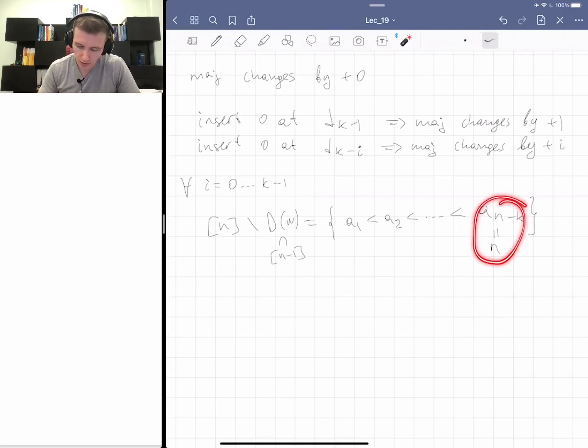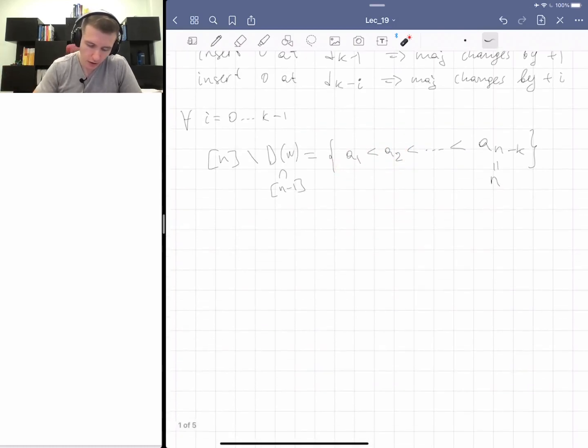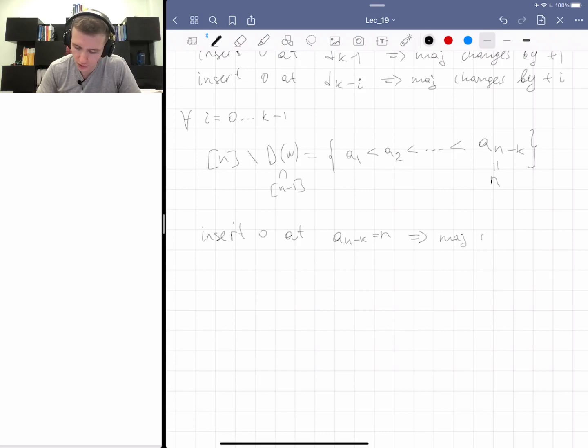So this is the last position where you insert at the end, and then these are all other positions where you have an ascent. So if I insert, as I said previously, 0 at the end, so to the right of a_{n-k}, which is equal to n, then the major index changes by plus n.